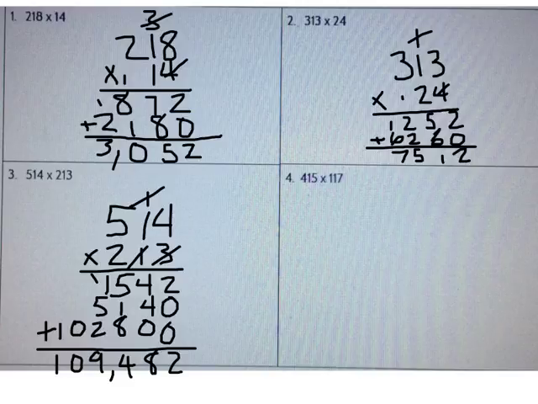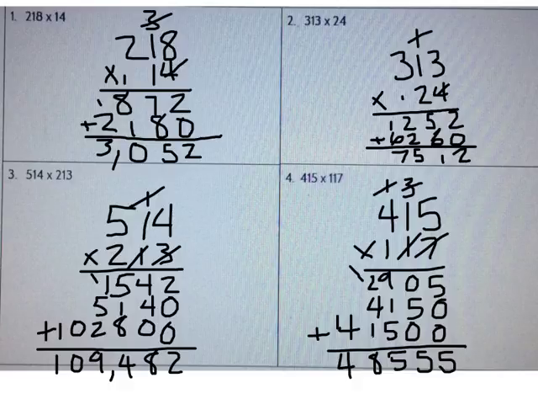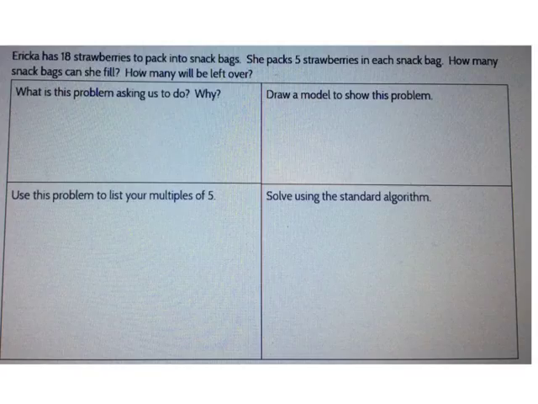Now you try one. What's 415 times 117? The correct answer is 48,555. Check your work with mine. Now let's move on to division for today. Just like yesterday, multiplication is the opposite of division, so we can use multiplication to help us divide.